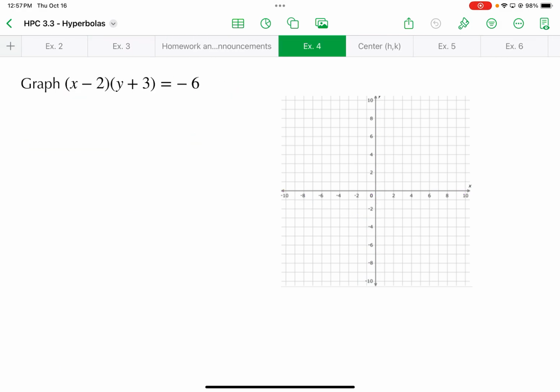So I have x minus 2 times y plus 3 equals, now in this case, negative 6. So I'm going to want two numbers that multiply to equal negative 6. Now, first of all, we started by plotting asymptotes with the last example. Where are my asymptotes going to be here?